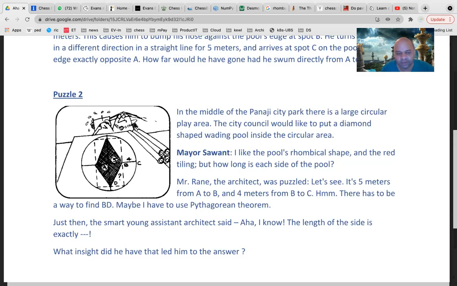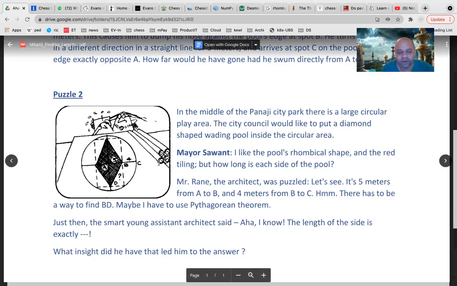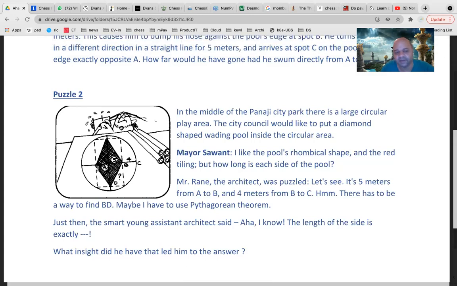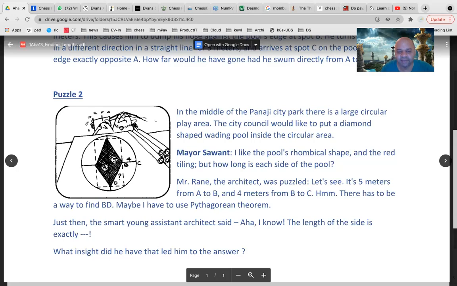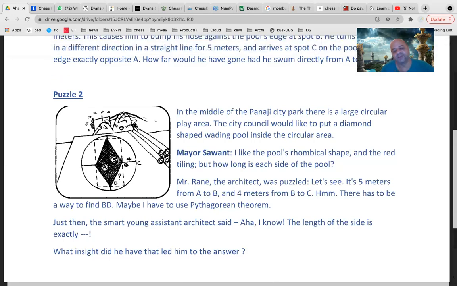And from that shorter edge to the edge of the circle is 4 meters. So 5 plus 4, 9 meters, is the radius of the circle, right? Because you go from A to B and B to C, all in a straight line from the center of the circle to the edge. So 9 is the radius, and the split is given as 5 and 4. Now you are asked to find the length of the side of the rhombus.